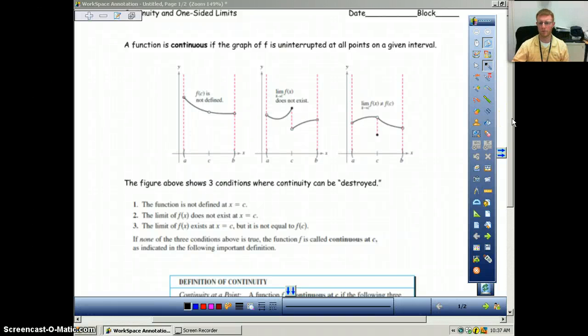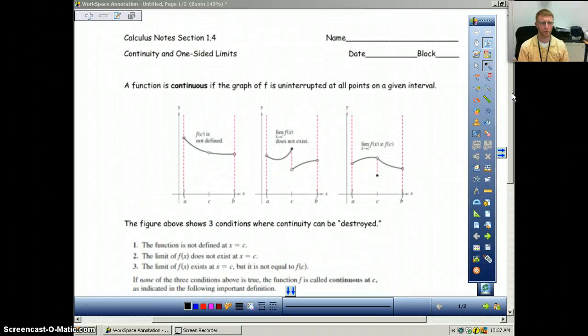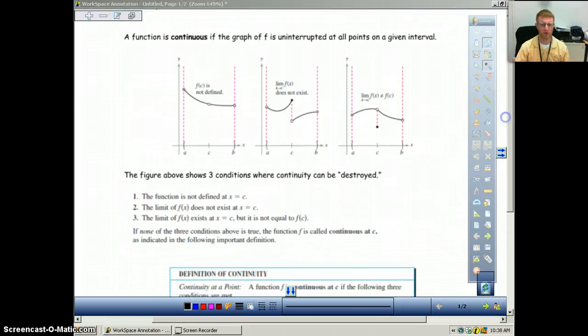All right, so this is going to be section 1.4. This is on continuity and one-sided limits. Very, very basic. This will not be a very long video at all. What we just want to talk about here is continuity, which we've actually kind of gotten into before. The three things that we want to look at is when continuity can be actually eliminated or destroyed, is what we're going to call it here.